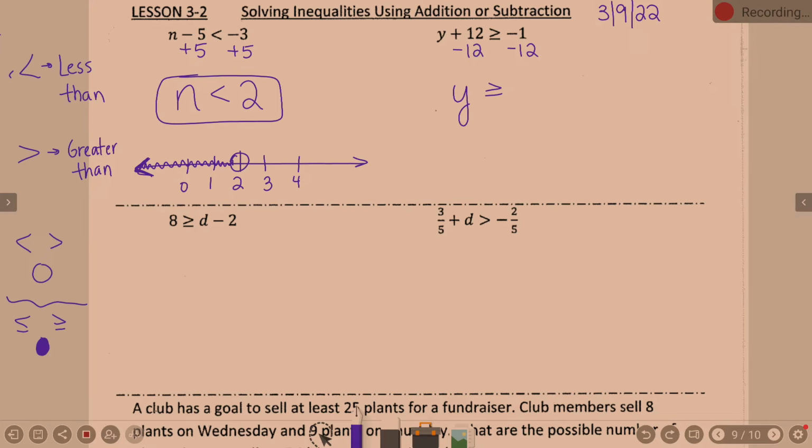Negative 11? Negative 1 minus 12. Oh, I think you forgot the negative on there. Yes. Negative 1 minus 12 is negative 13. Why is that bigger? Because you're adding two negatives. You're already at negative 1, and then you go 12 more left, which puts you 13 left.